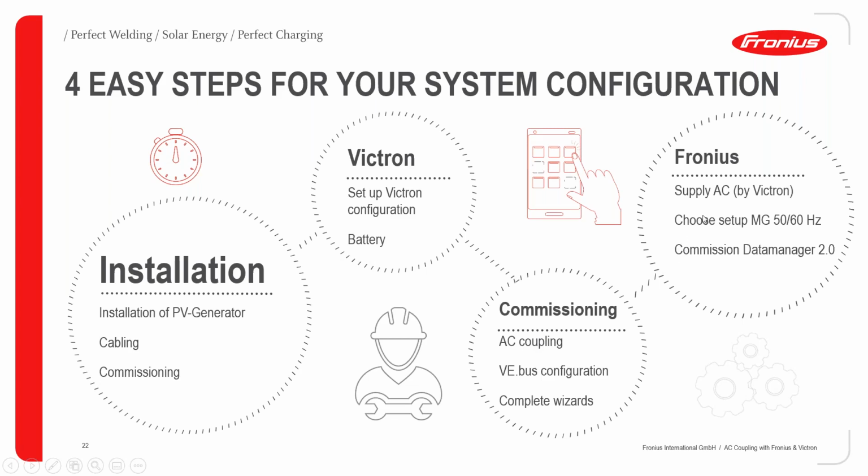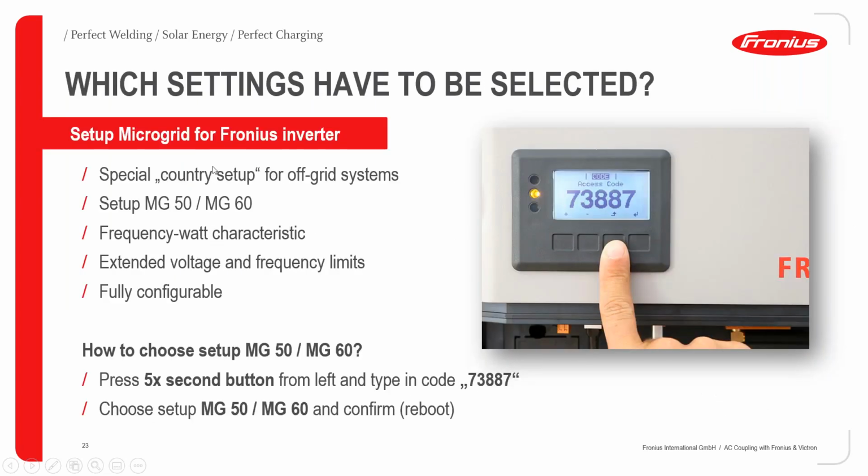And then on the Fronius side, being supplied by AC from the Victron, you would have to do the commissioning, ensuring that you have chosen the microgrid setup, which I will explain in the subsequent slide. For the settings on the Fronius side, there is a special country setup that has to be enabled in order for both inverters to communicate effectively. That is what we call the setup MG50 or MG60.